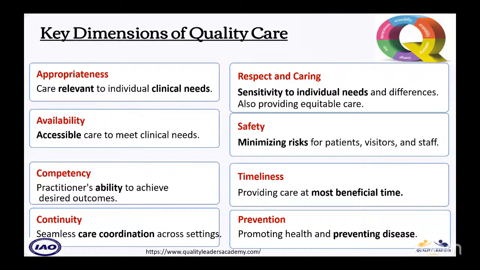Okay, now coming to competency. What is competency? It's the practitioner's ability to achieve desired outcomes. Competency is ability. All the bold letters here are the keywords for that particular dimension. Remember that, because sometimes you may get a CPHQ question asking which dimension of quality is this. So these keywords will help you identify the answer.